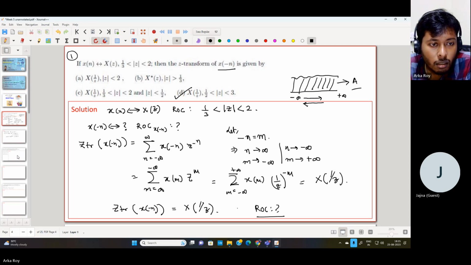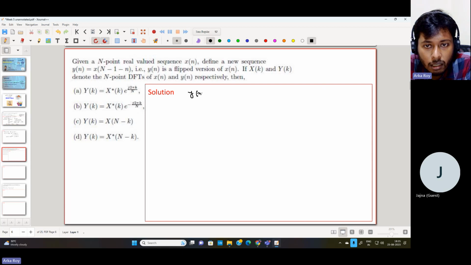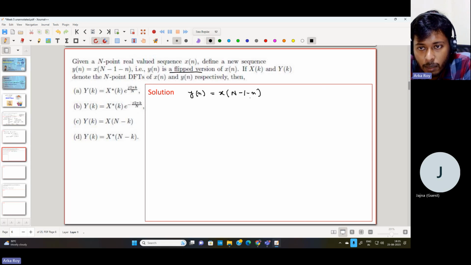Okay. Let's move to question number 2. So in question number 2, it is given that we have a signal y of n, which is related with an input signal x of n by this form. So x of N minus 1 minus n. So the variable of the particular signal is small n and it is shifted with N minus 1 factor. And it is time reversed also. So that is why it is written that y of n is a flipped version of x of n, because we are doing some time reversal.